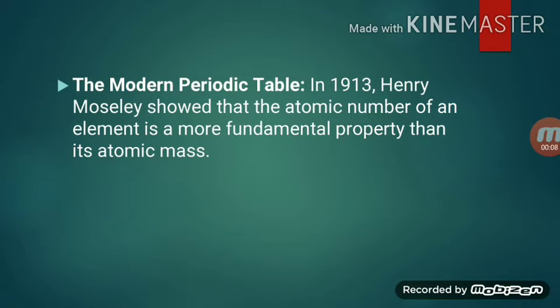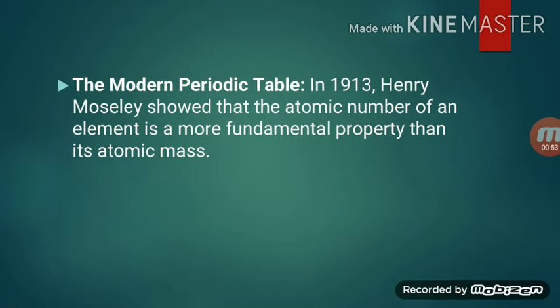Okay? In the year 1913, Henry Moseley, remember this name, Henry Moseley, showed that the atomic number of an element is a more fundamental property than its atomic mass. Do you understand what atomic number and atomic mass are? I have already discussed atomic mass, and atomic number is the number of protons present in a nucleus, right? So Henry Moseley showed that the atomic number of an element is a more fundamental property than its atomic mass.